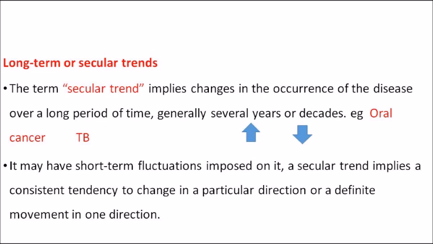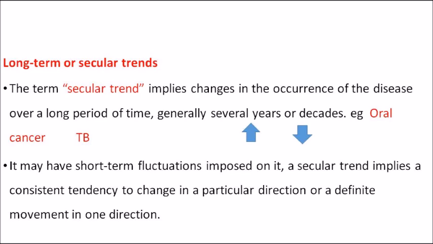Then the term secular trend implies changes in the occurrence of a disease over a long period of time, usually years or decades. It can be an increase in disease prevalence, or a decrease in disease prevalence. It implies a long term change. That is what secular trend means: changes in the occurrence of a disease, whether an increase or a decrease, but over a long period of time, that is over years or decades. For example, the trend of oral cancer is increasing, whereas tuberculosis is decreasing. That is what secular trend is.